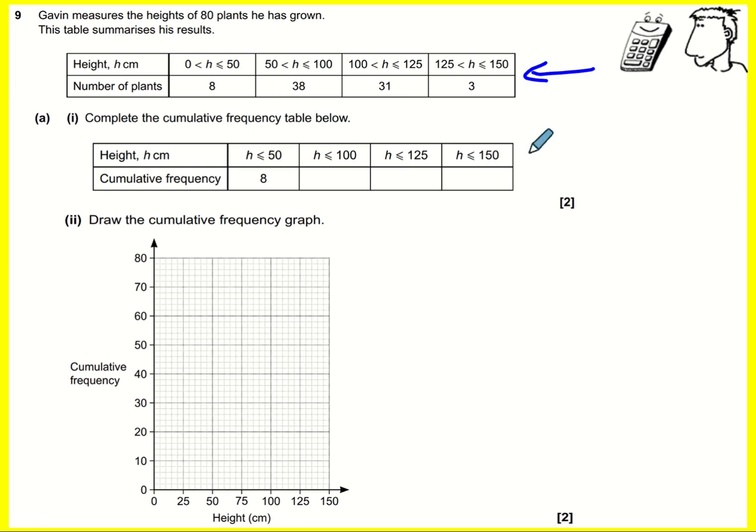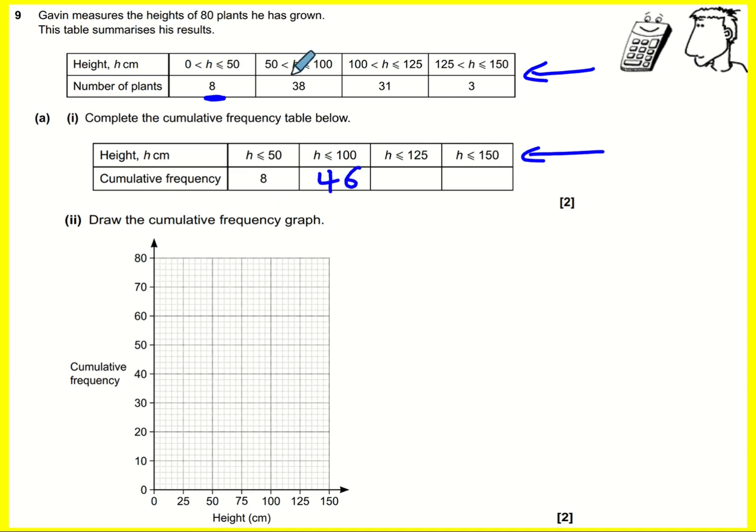Well, the key is to look along the top row again. If we're interested in all the plants that are less than or equal to 50, it's these ones here. If we want the ones that are less than or equal to 100, it's these ones between 50 and 100, so there's 38 of them, but it's also this 8, so I need to add these two together to give me 46.